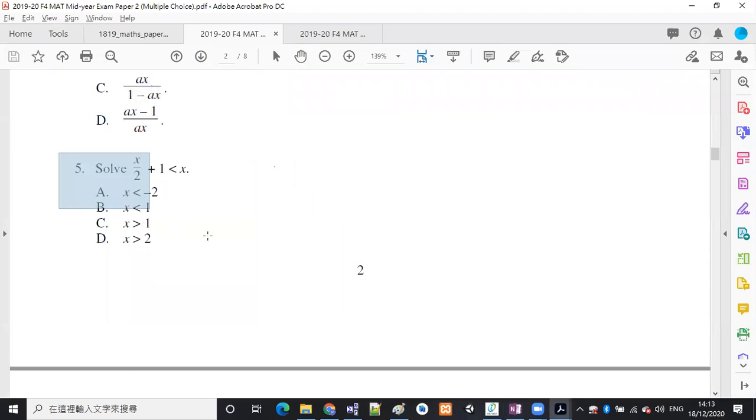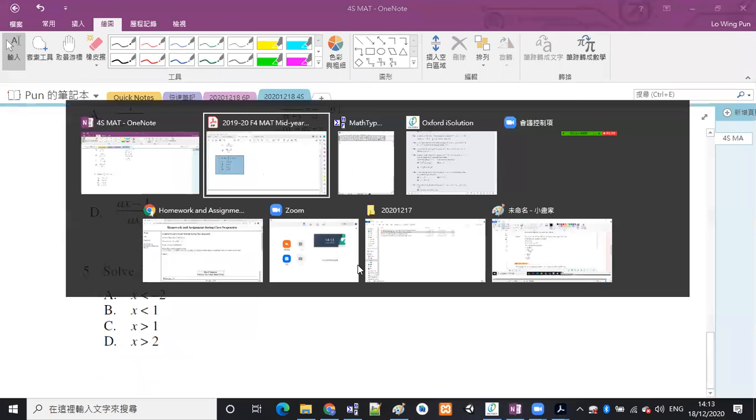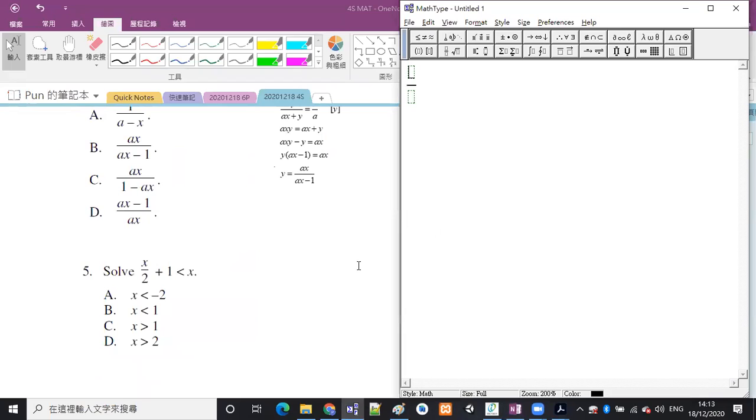Number 5. Simple inequality. This one is really simple. So I would suggest you to multiply the whole inequality, every term in the inequality, by the denominator to cancel out all the denominators first.